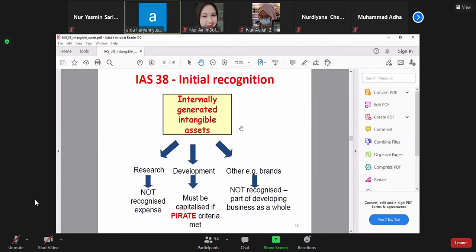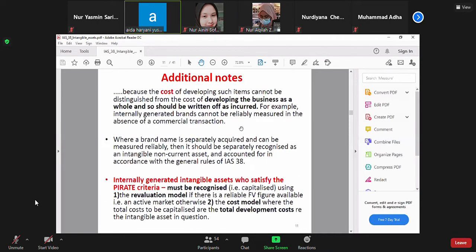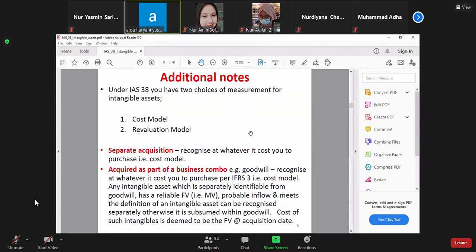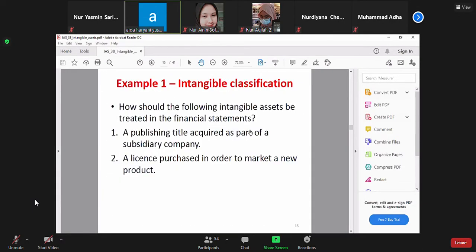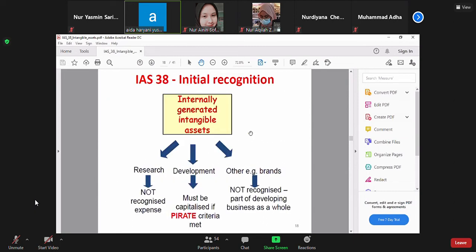Now, kita go back to the internally generated intangible asset. We go back to this one. I hope that you understand, right? All these 5 things. So kita go back to this one. For this initial recognition, dia adalah internally generated intangible asset.